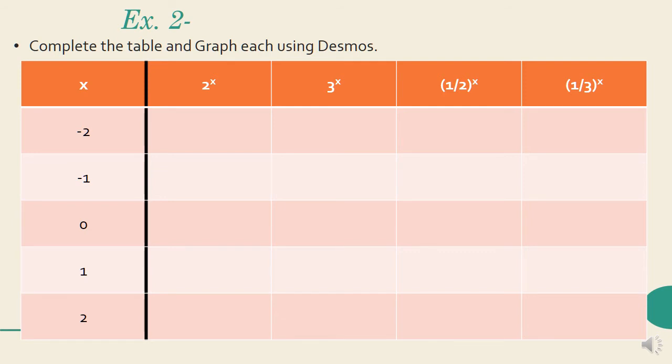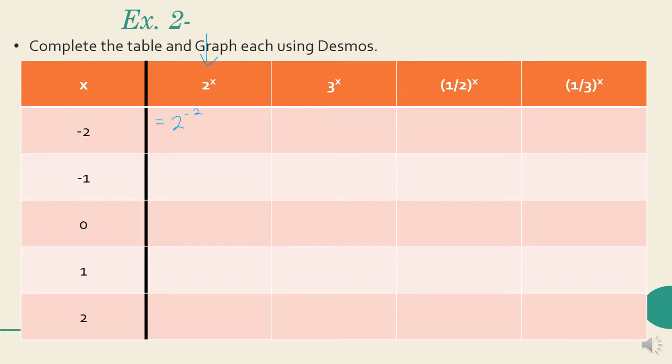So the first thing we're going to do is this column first. So 2 to the x. I'll do all the steps for this first one, and then after that, you can do it on your own, and I will take up the solutions. So this means 2, and again, it's not 2 times x. X is the exponent, so it's 2 to the negative 2.